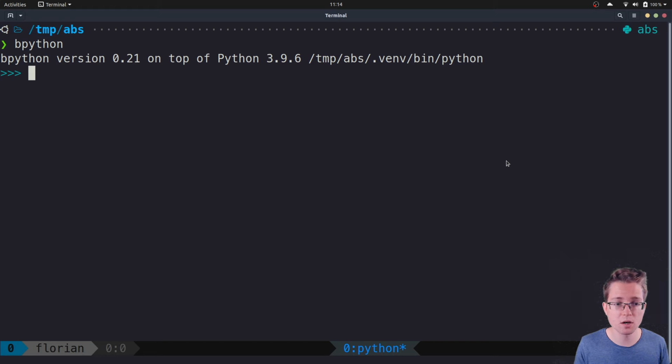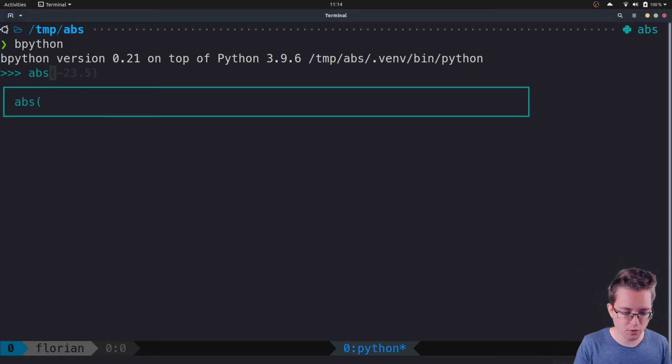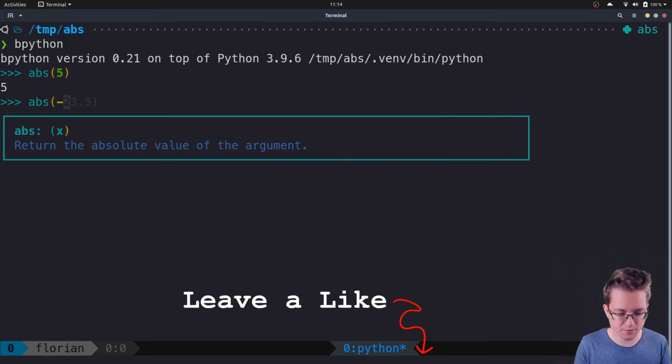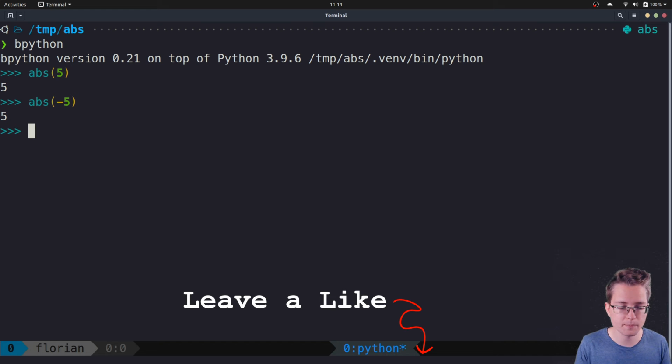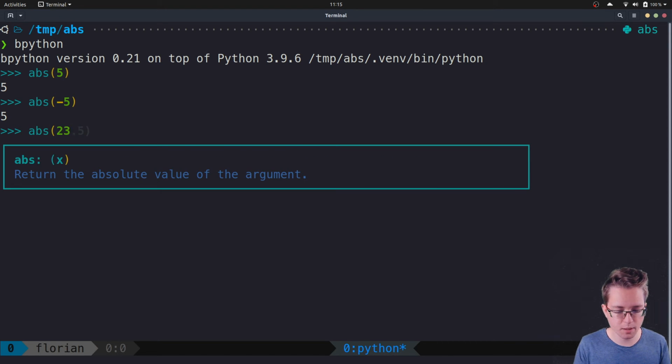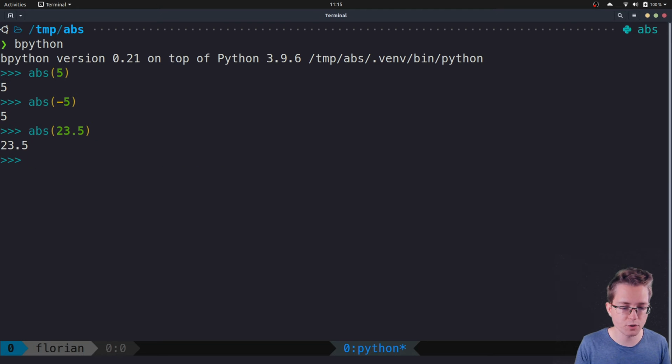If I supply an integer or floating point number, the negative sign is simply removed. So ABS of 5 gives me 5 and ABS of -5 gives me 5 as well. Similarly, we can pass a floating point number, so 23.5 returns 23.5, and the very same number with a negative sign at the beginning returns 23.5 as well.